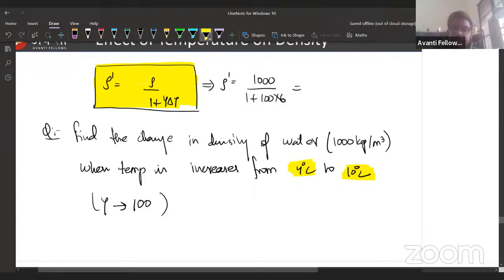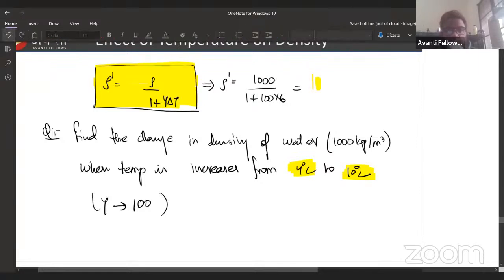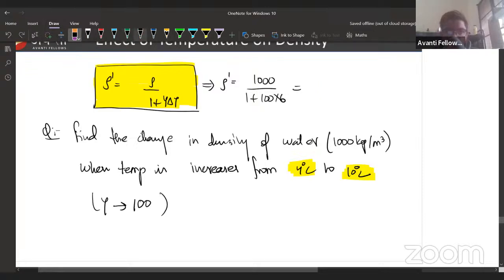What will be the answer? 1000 divided by 600 into 1601. So to get an approximate answer, I'm assuming it to be 6000. That will be 5 by 3, 5 by 3, that will be 1.67, close to.